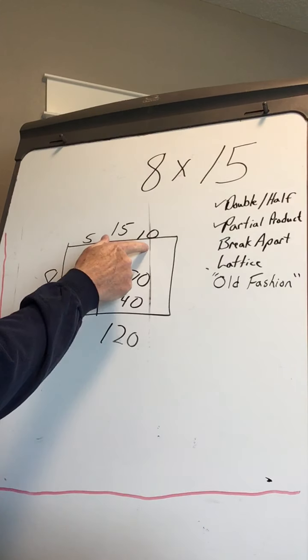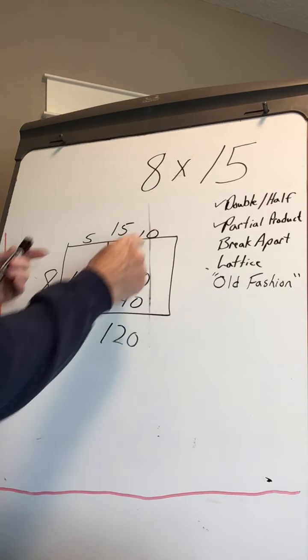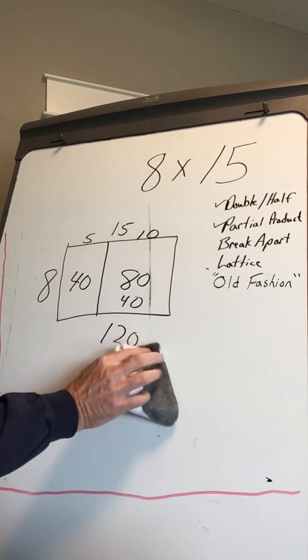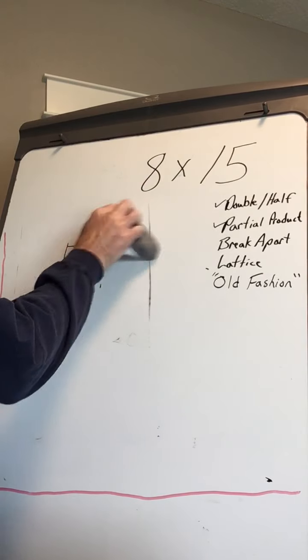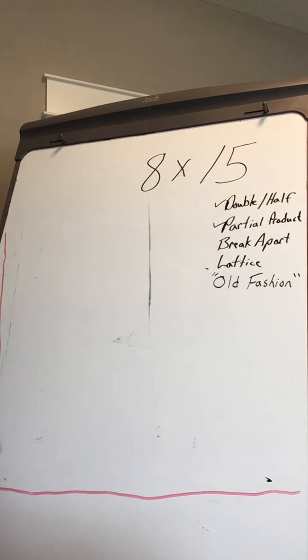Again, you can split this 15 up here any way you want. The break apart is really just using a box, and you're breaking the box into smaller pieces and then adding the box together to see what was all in there. That one is a good one for students who like to visually see a picture of a whole product.